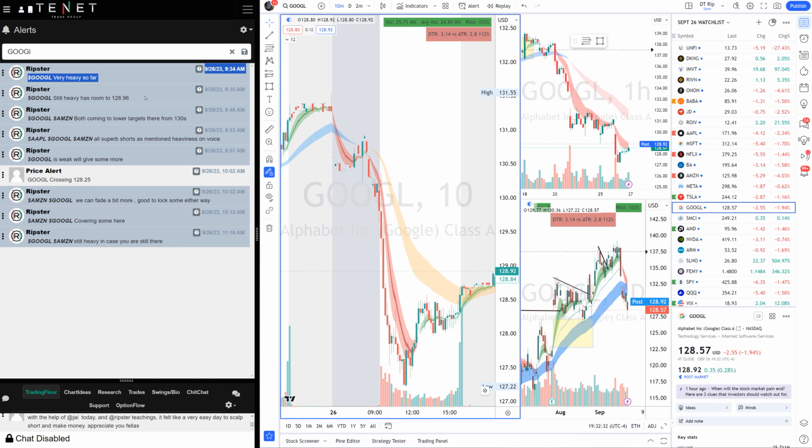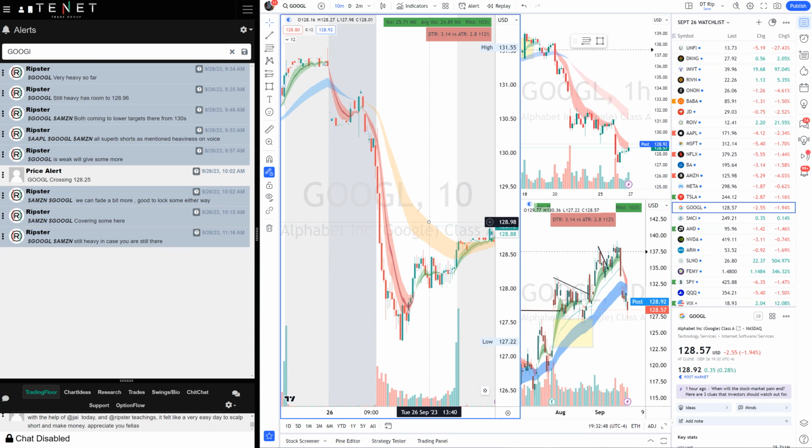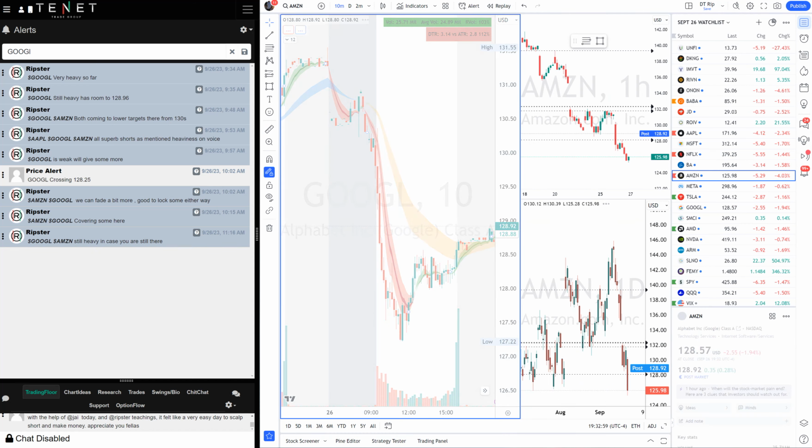Google very heavy, still heavy, both coming lower there from 130s. You know, Google is weak, it will give some more. That's what I said at 10 a.m., and even after 10 a.m. said Google and Amazon can fade more, covering some here. But at 11 a.m. I still saw more heaviness, and Google faded a little bit more after that, and then after that it started to go. So let's look at Amazon, guys.